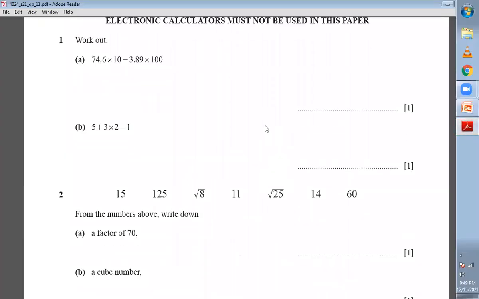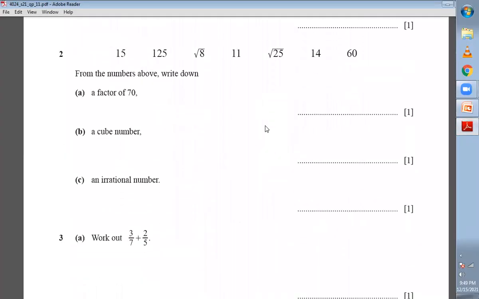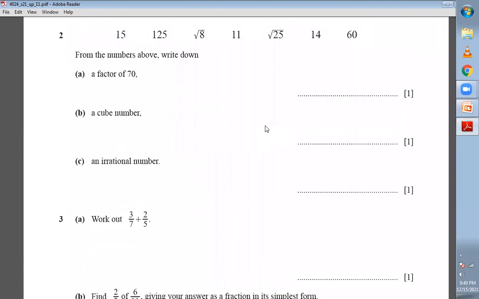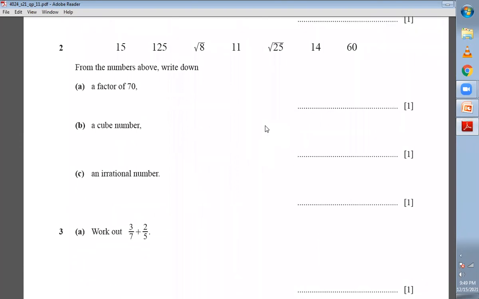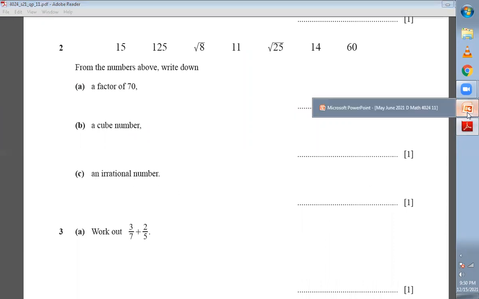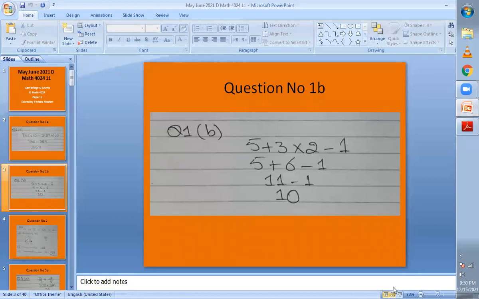Okay, so question number 2 is coming up on your screen. It says, 15, 125, square root of 8, 11, square root of 25, 14, and 60. From the numbers above, write down, A part, a factor of 70, B part, a cube number, and C part, an irrational number. So let me show you how I solve it.